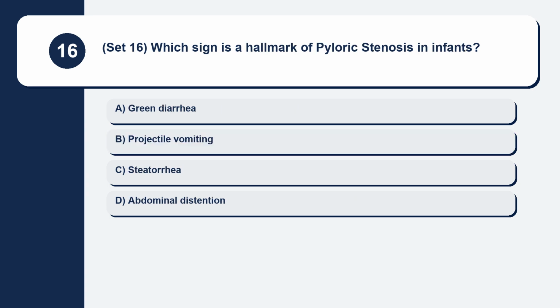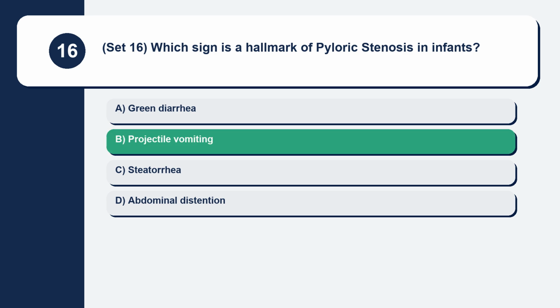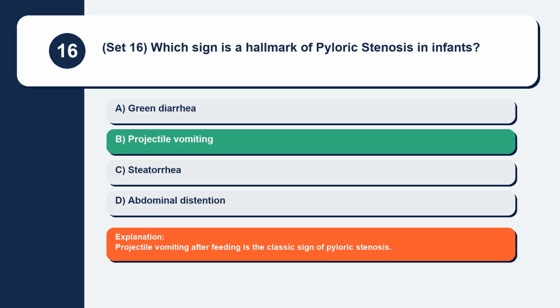Question 16. Set 16, which sign is a hallmark of pyloric stenosis in infants? Green diarrhea, projectile vomiting, steatorrhea, abdominal distension. Projectile vomiting after feeding is the classic sign of pyloric stenosis.